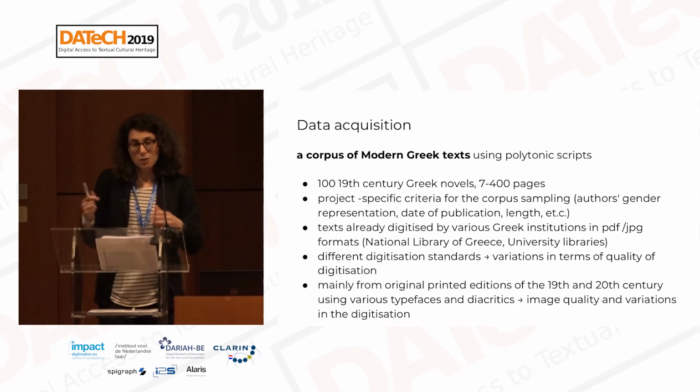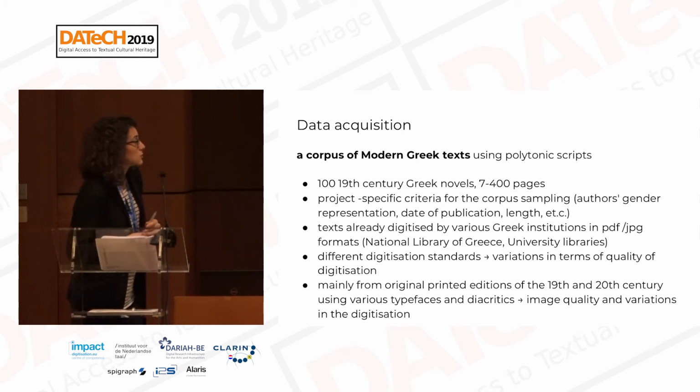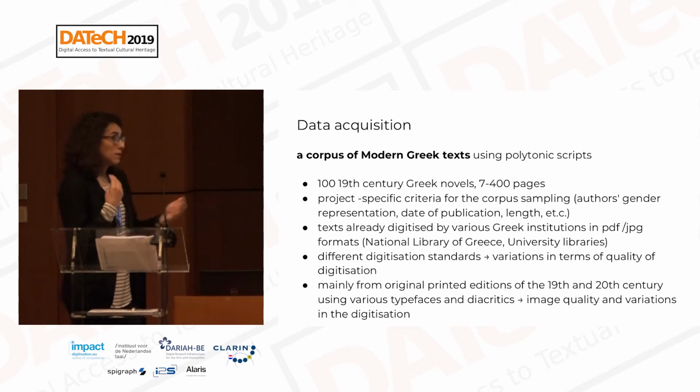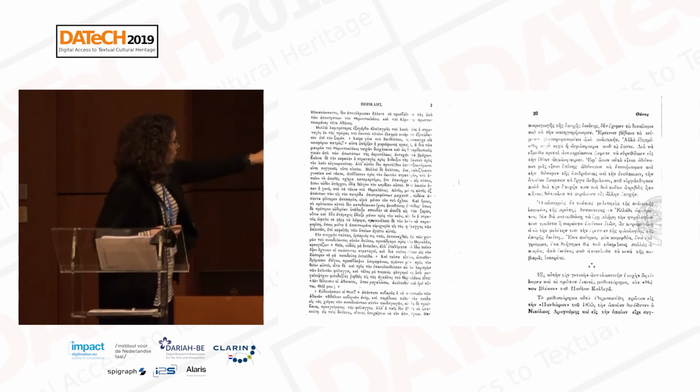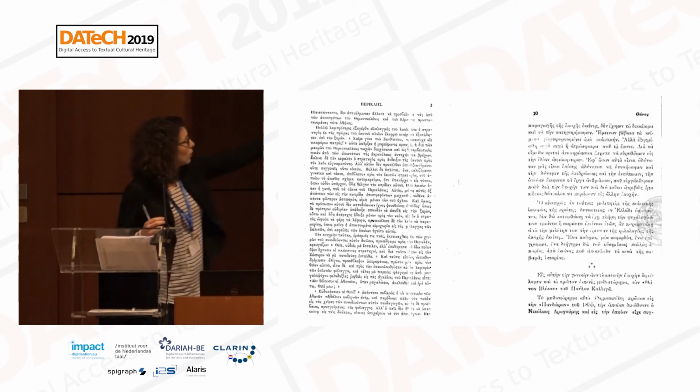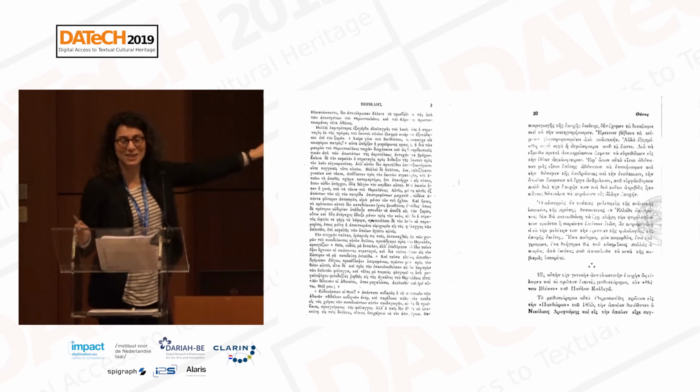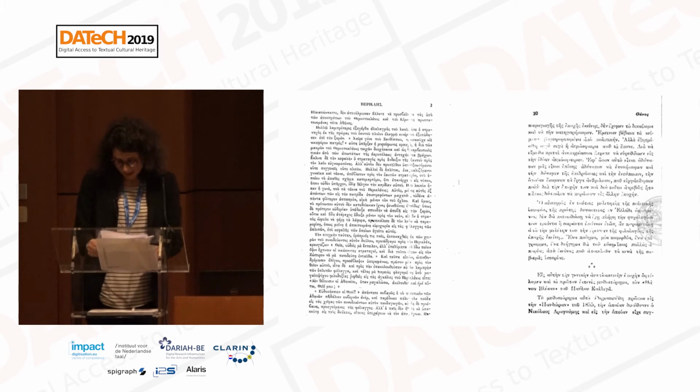But because they've been produced in different stages and with different digitization standards, we also have variations in the quality of the end result, and also because they are mainly from original printed editions of the 19th and early 20th century, using various typefaces and diacritics. So we also have variations in the image quality and the end result. This is just an example. You can see there is a lot of noise. We also have bad digitization, actually. So this is what we had as a starting point.